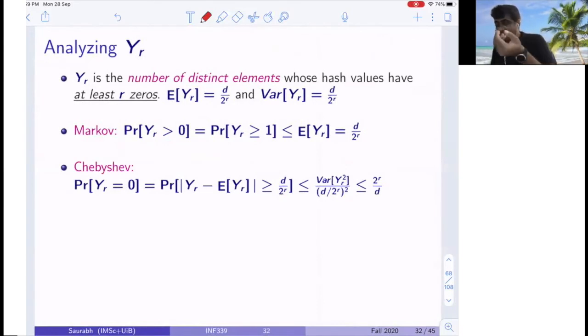Now, what is the probability that Y_r is equal to 0? It means, when will Y_r be equal to 0?